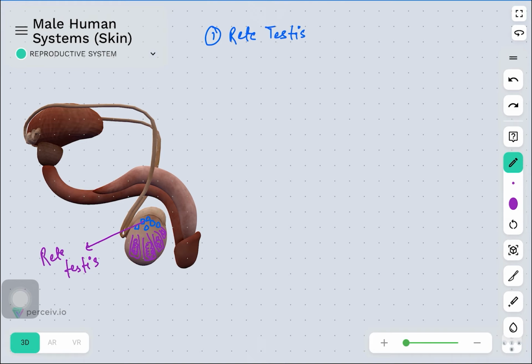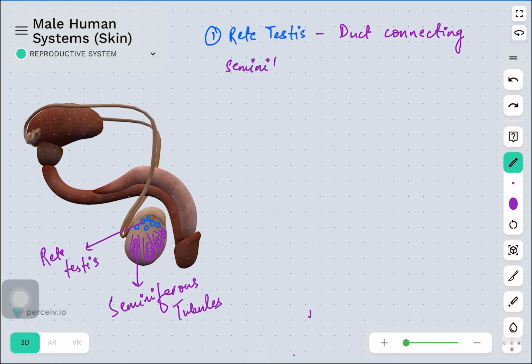All right, like this. Now, rete testis is the duct that connects these seminiferous tubules. I already told you that these are seminiferous tubules. So this is a duct that connects the seminiferous tubules of testis to the vasa efferentia. So they will connect to vasa efferentia.